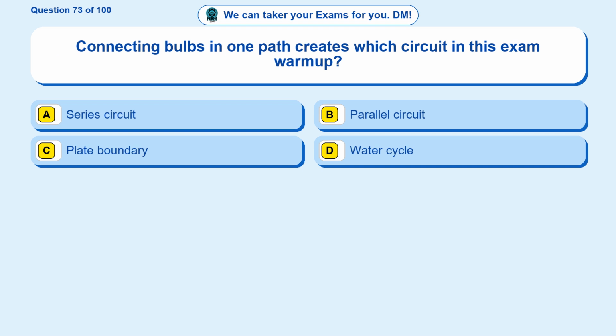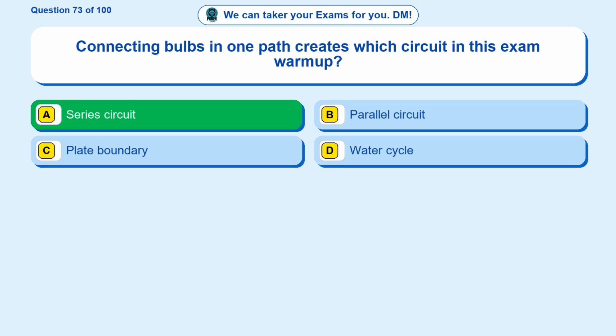Question 73. Connecting bulbs in one path creates which circuit in this exam warm-up? Option A, series circuit. Option B, parallel circuit. Option C, plate boundary. Option D, water cycle. The correct answer is option A.